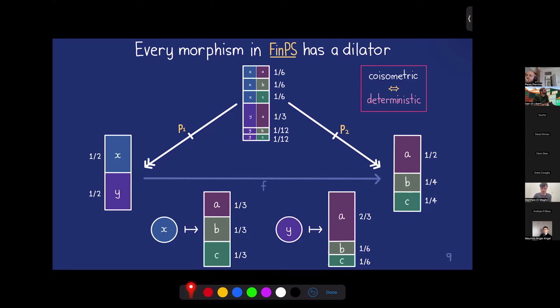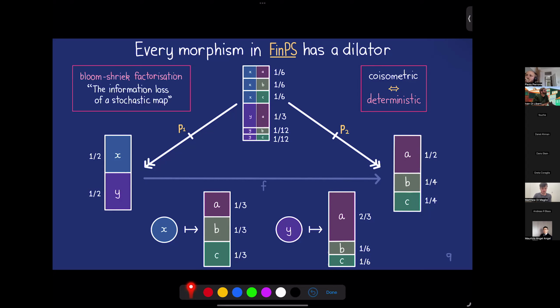So I have to thank Paolo for pointing me to this example. There's this paper called The Information Loss of a Stochastic Map, in which this particular factorization of F is called the Blume-Street factorization. As far as I can tell, that's not a general name that's used across probability theory. The only paper that comes up when you Google it is this one, but that's maybe a further reference of interest. In any case, this is another example of a star category that has dilators of all morphisms.